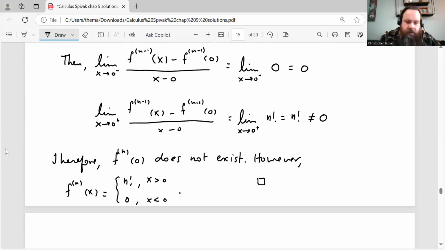Okay, so let me stop my screen share here. That's the last question that I did in the section. Like I said, Spivak has a lot of exercises in each of his chapters, so that was a bunch of them.